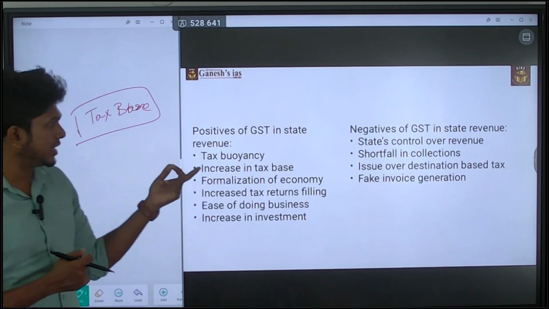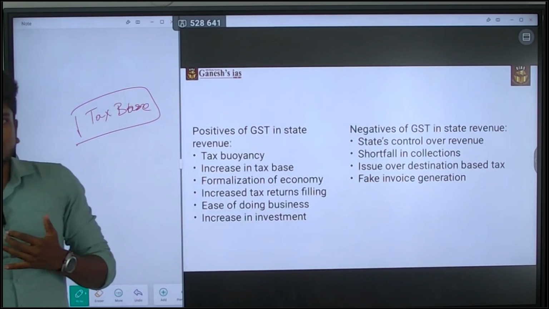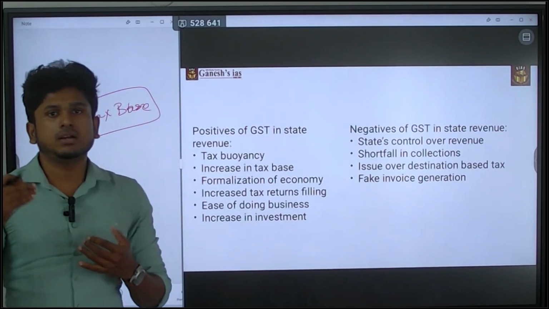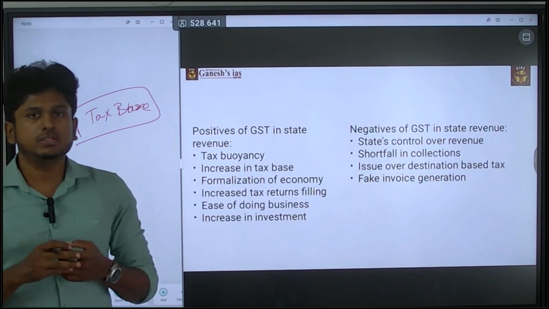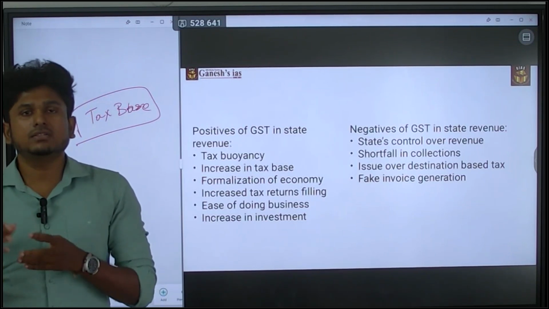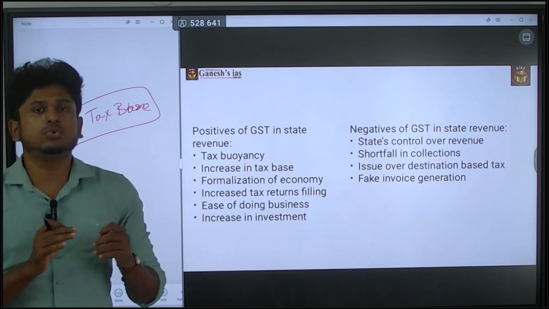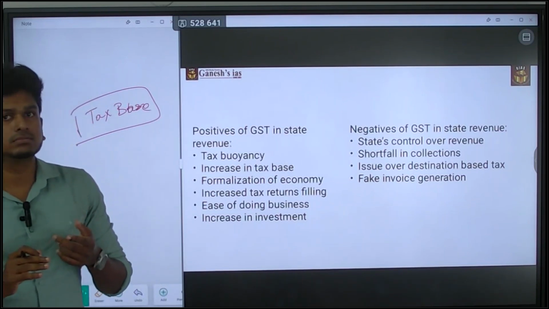But when it comes to the negatives of GST, the first thing is that it is going to give a pinch, or else it is going to affect the state revenue, which means fiscal federalism. Fiscal federalism got affected due to this GST. That is also a criticism you can see.